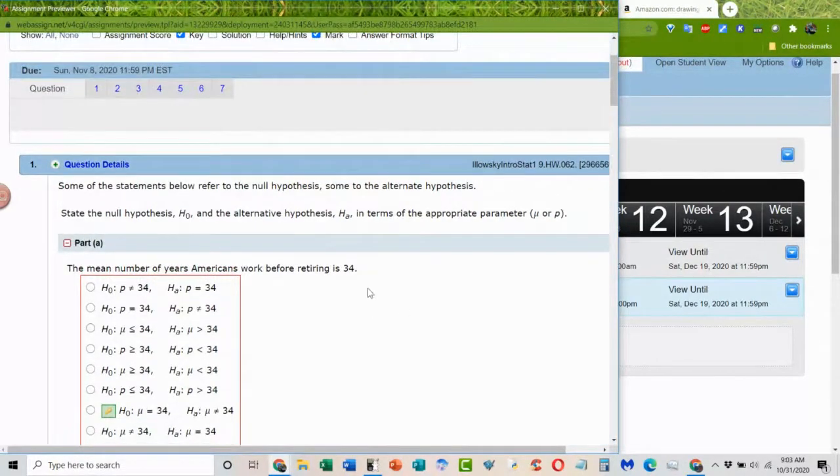This is called inferential statistics, my bad. This is where we make decisions. We infer ideas based upon what we've found. And so we have to make hypotheses.